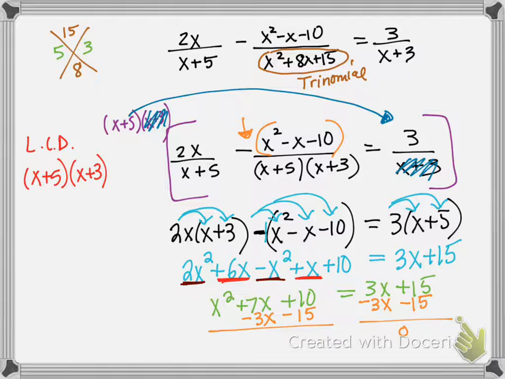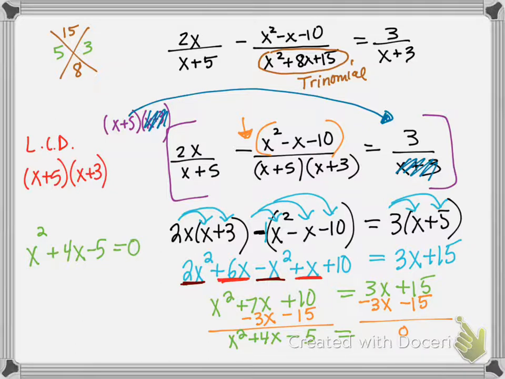So on the left-hand side, I would have x squared. 7x minus 3x is 4x. And 10 minus 15 is negative 5, and that's equal to 0. So I'm going to record that right here. x squared plus 4x minus 5 is equal to 0.